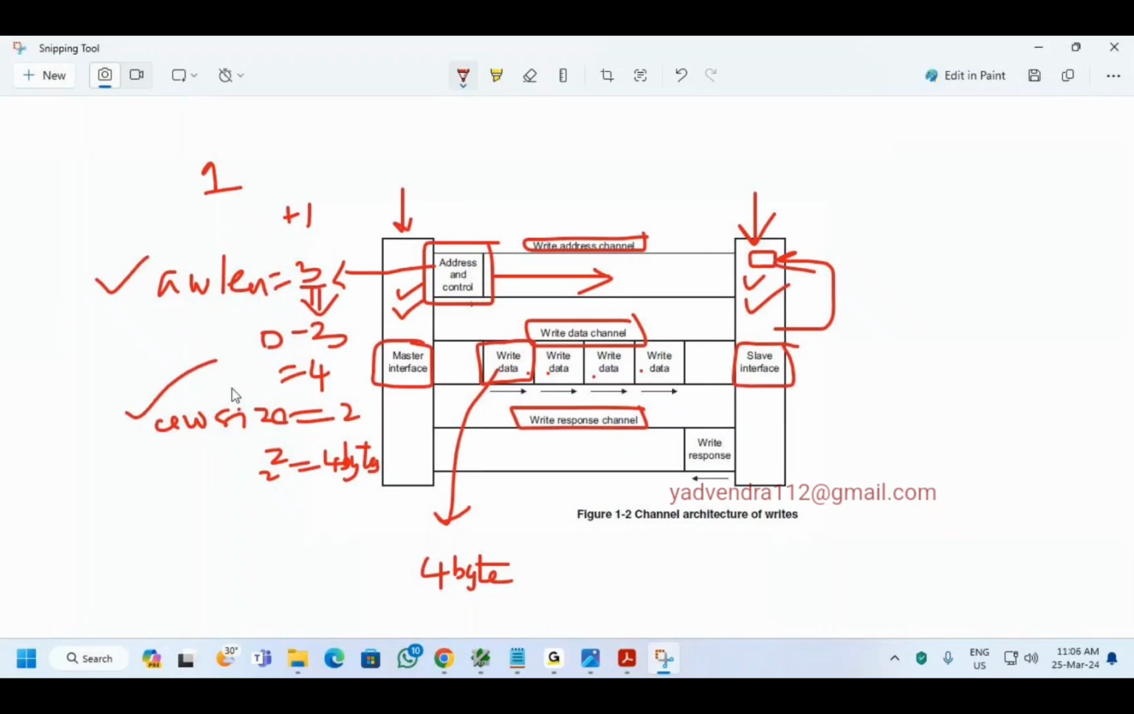Once my slave gets all those things, my master will drive the data in the write data channel. All the data will get stored inside the memory of the slave. Once all the data is stored, my slave will give a response, saying either that the data was not received properly, or that the data was received properly. The response is the OKAY response.